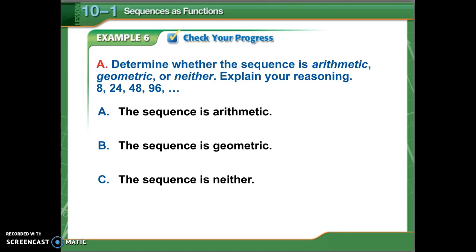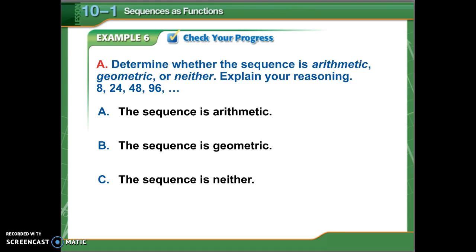And real quick, we're just going to look at a problem to check your progress. First off, you have the sequence 8, 24, 48, 96. Go ahead and pause the video and determine which kind of sequence it is. And on the next slide, we see that this one is neither. It's closer to being geometric than arithmetic, but it's still not geometric because it's not a common ratio every time.